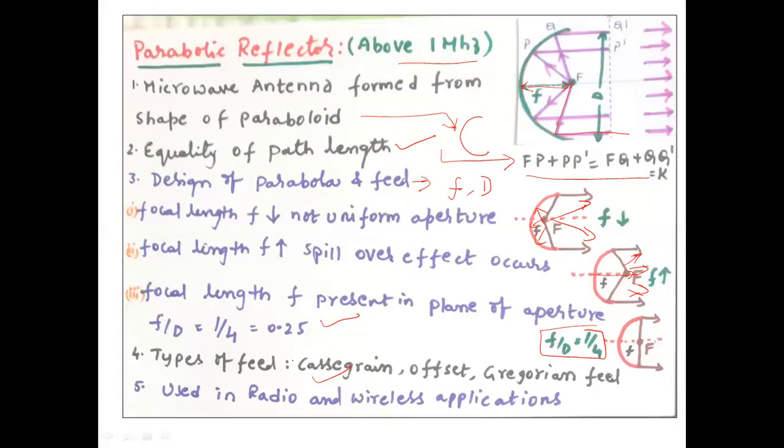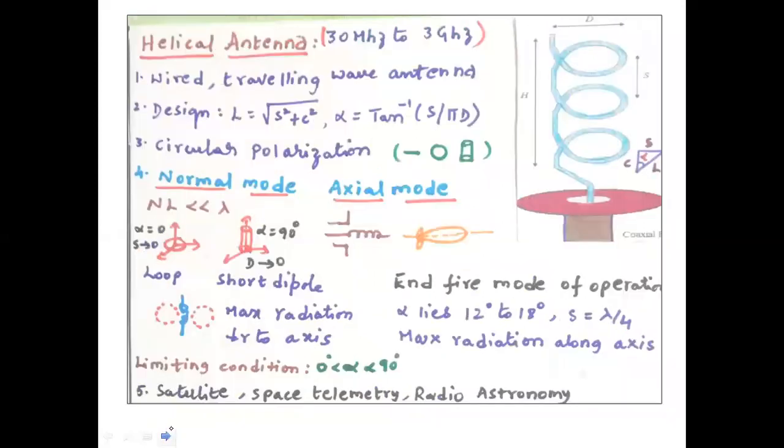Next, types of feeds. Here I have already said that feeding of the parabolic antenna is very, very important. From that point of view, we have three types of feed: Cassegrain feed, offset feed, and Gregorian feed, right? These are basically used in radio and wireless applications. And next we will move to the next type of antenna.